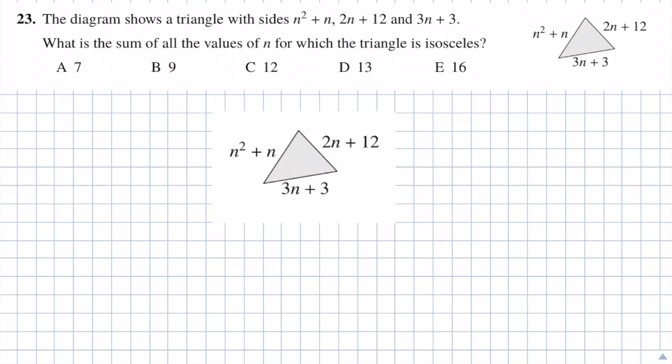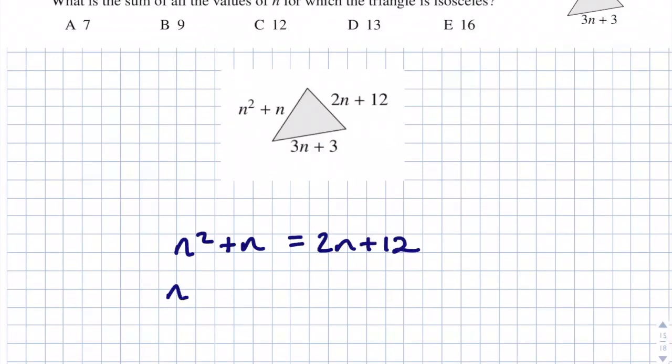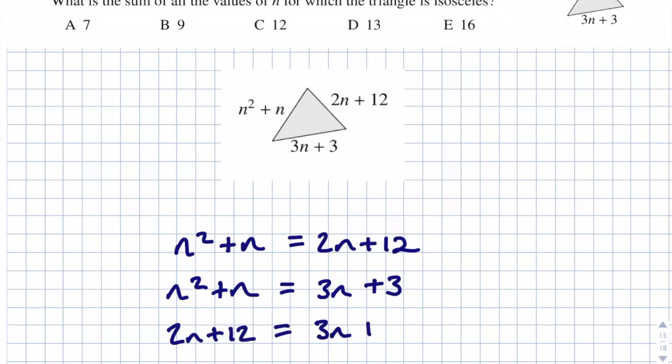Okay, so we know for this triangle to be isosceles, two of the sides have to be equal. So that means we could either have n squared plus n is equal to 2n plus 12. We could have n squared plus n equals 3n plus 3. And finally, we could have 2n plus 12 is equal to 3n plus 3.